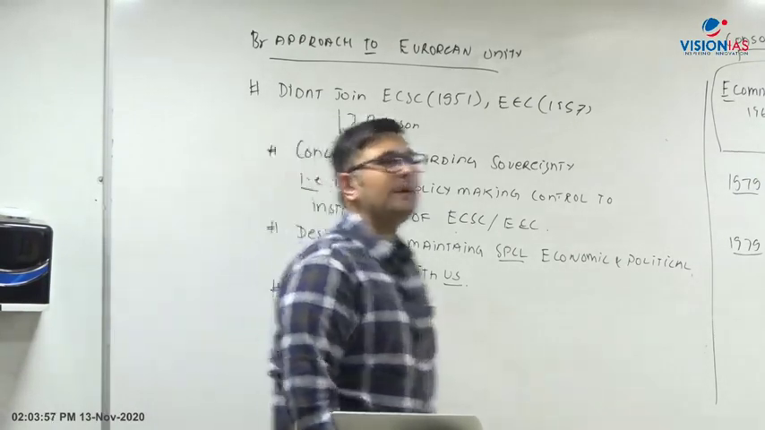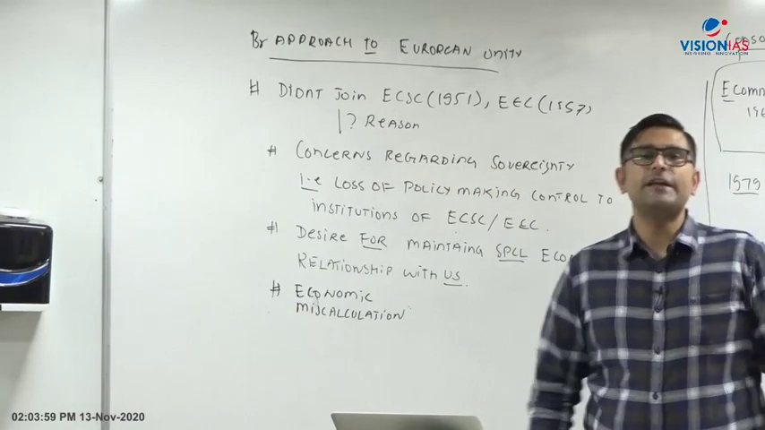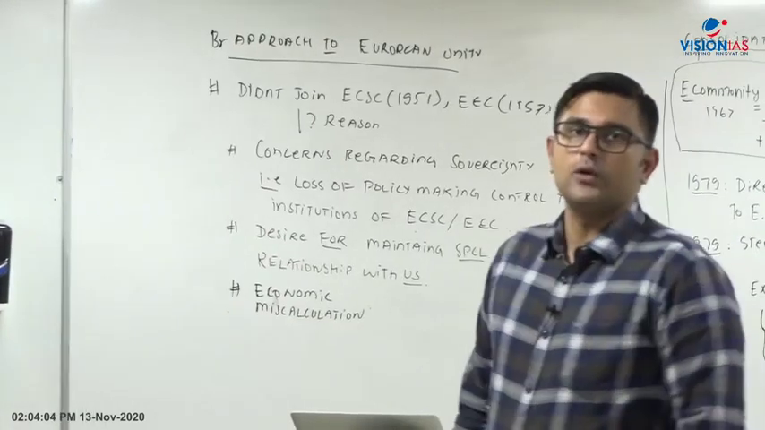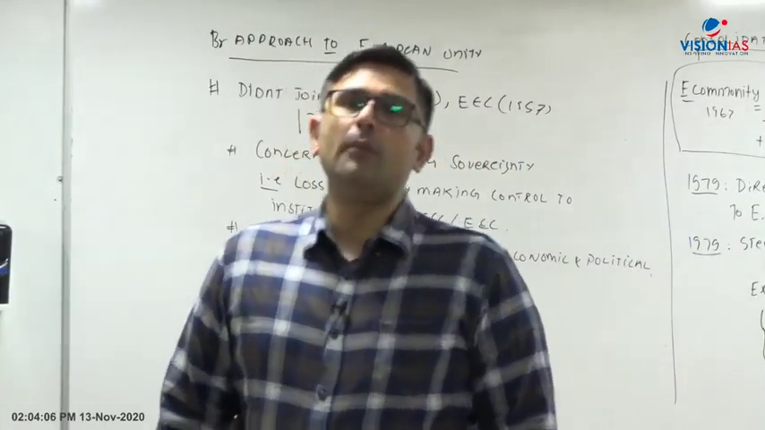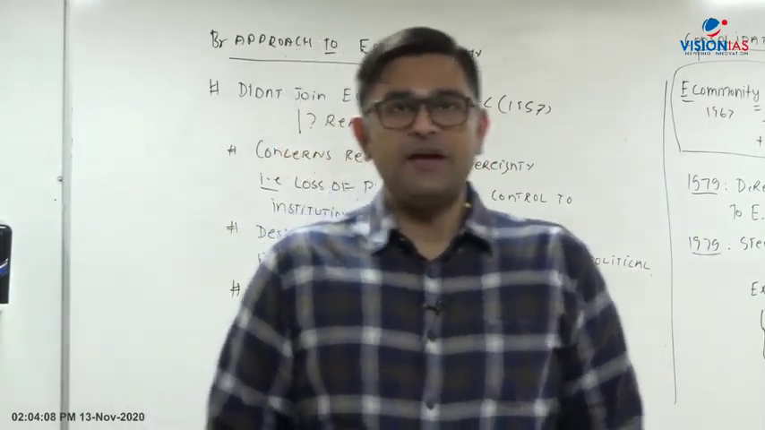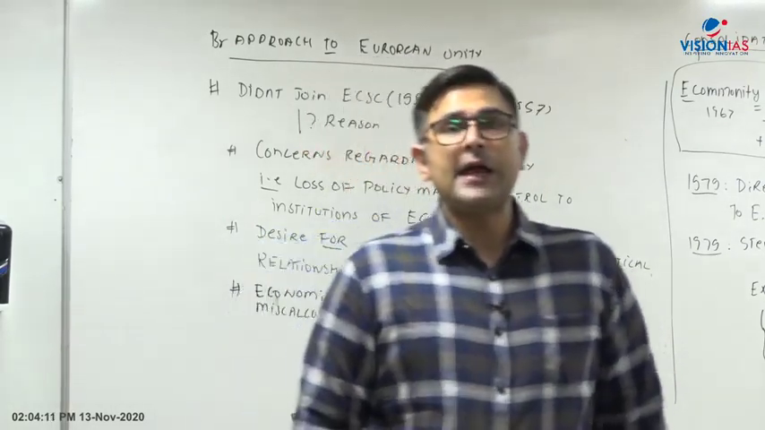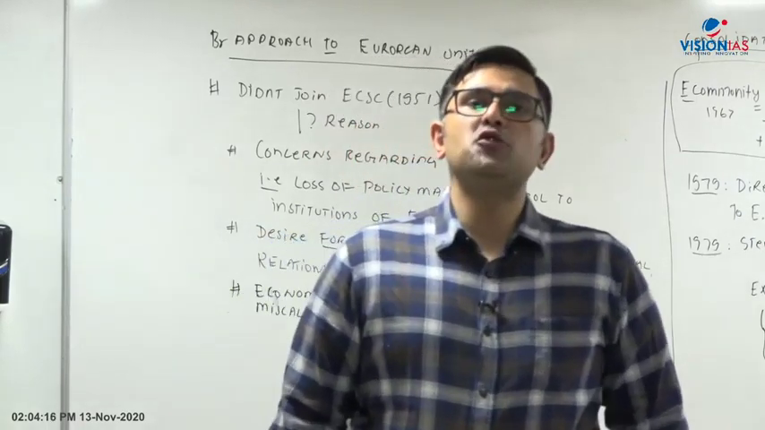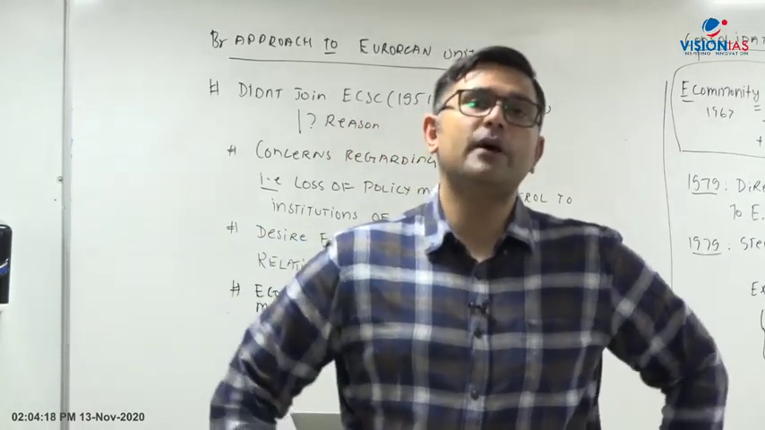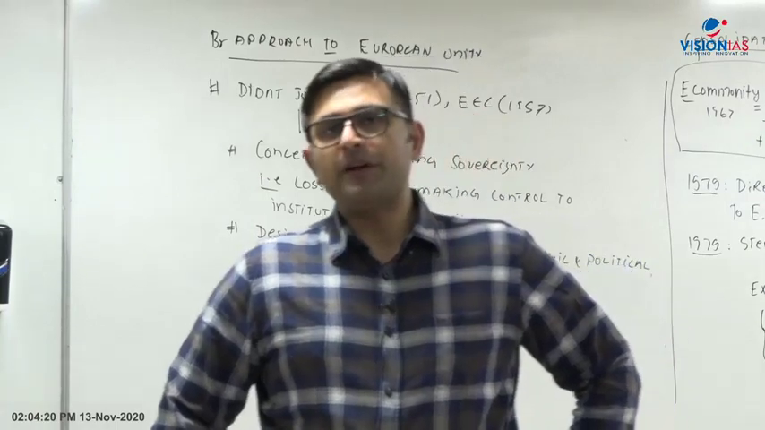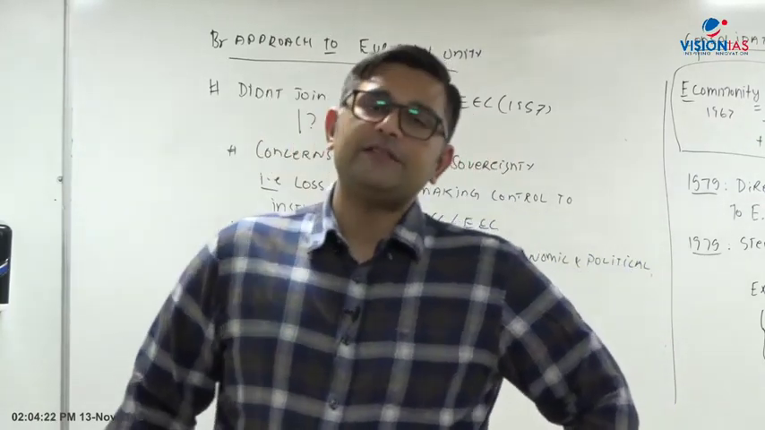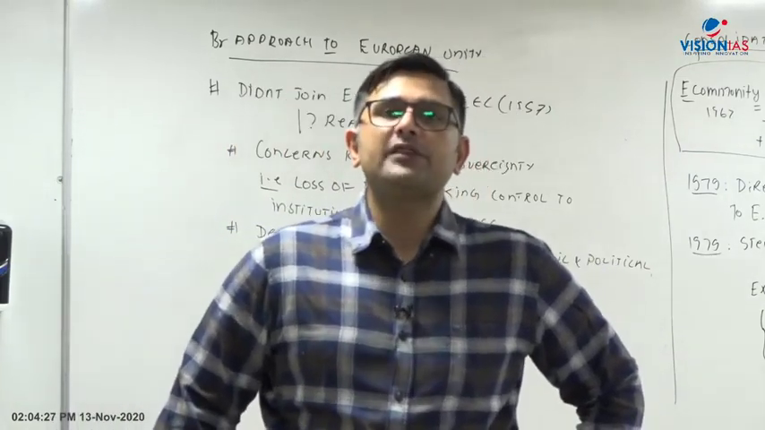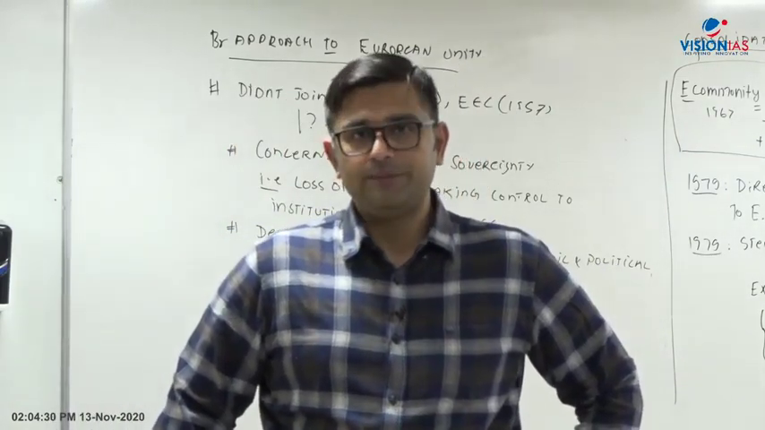There was also an economic miscalculation. What was the economic miscalculation? The Britishers had a unique thing with them, which is known as the Commonwealth. And the Commonwealth represented the newly independent nations. It represented India and other countries of the South. And these countries had a huge amount of population. They also had a huge amount of resources. So therefore, the Britishers thought that if they established a special relationship with the Western European countries, they would not be able to have a special relationship with the British Commonwealth.